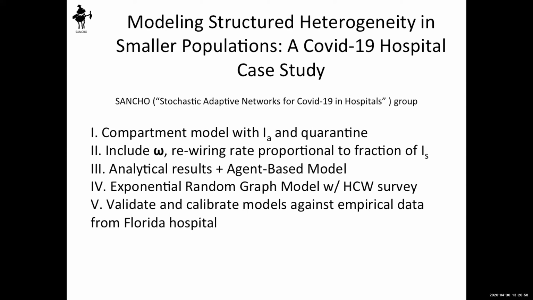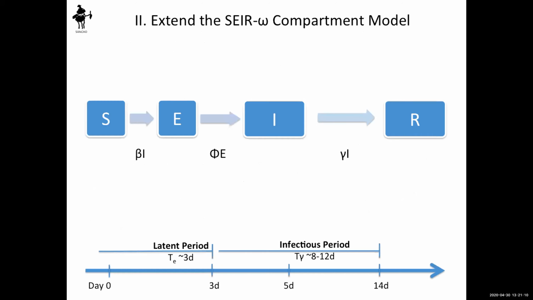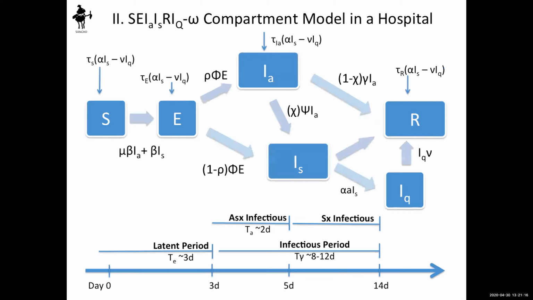We'll go over our analytical results, and then we'll show you an agent-based model in Python that we coded up, very early stages. And we're also going to be using an ERGM approach with actual surveys administered to the healthcare workers. Jumping into the traditional SEIR compartment model, we have tweaked it quite a bit. This is the ideal version of what we're doing.